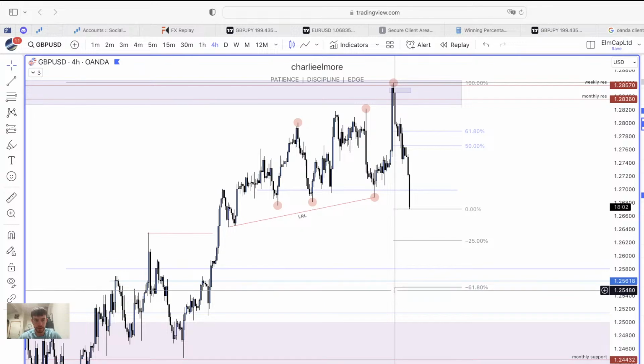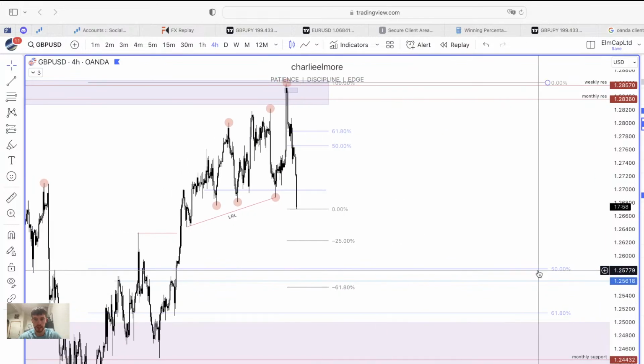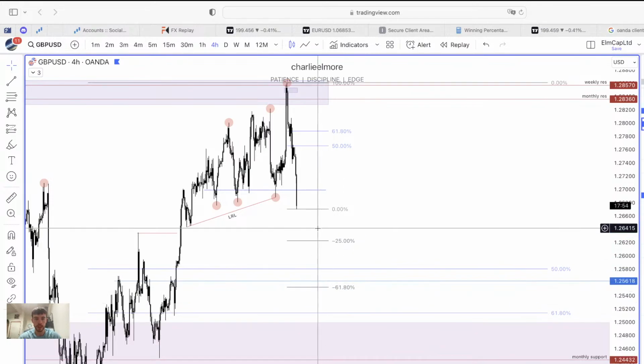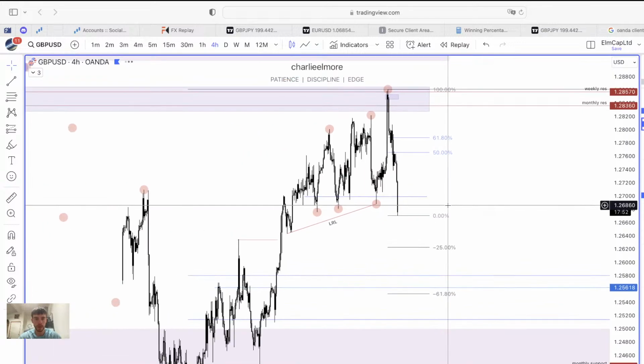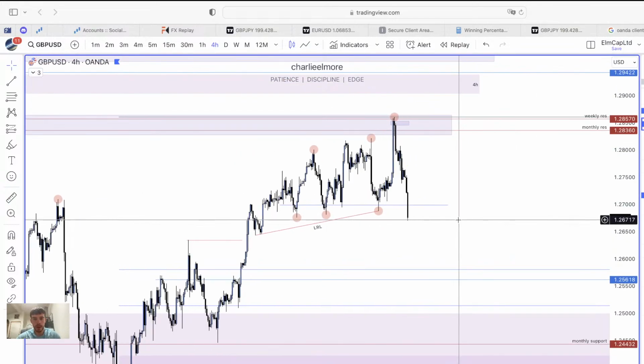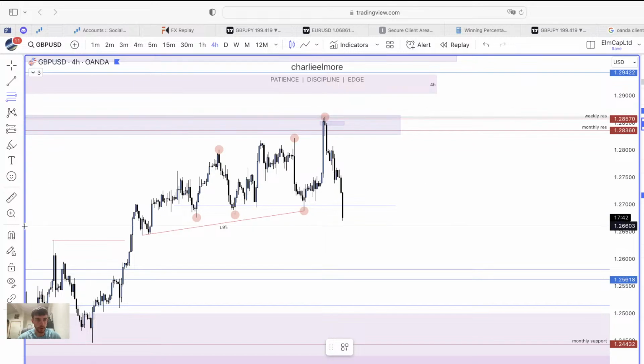Yeah, like I said, the fact that that aligns with the daily is very, very nice, and that's also within the discount of that 618 extension of that leg down. So let's keep an eye on that one. If we do pull back into a premium, what I'd just like to do is just put that back on there a moment.